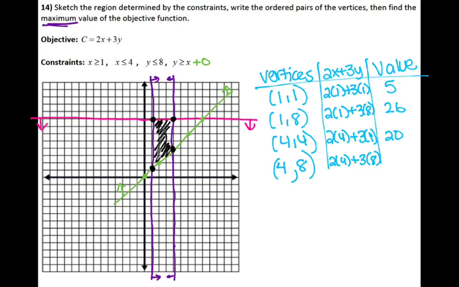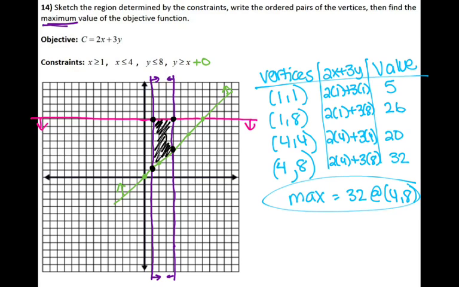I shouldn't have to put that in the calculator either. Wait a second. I think I just put it in the calculator wrong. Oh, it's 32. Oh, 3 times 8 is 24. Duh. Alright, so we want the maximum value. So the max is 32, and that occurred at (4, 8).